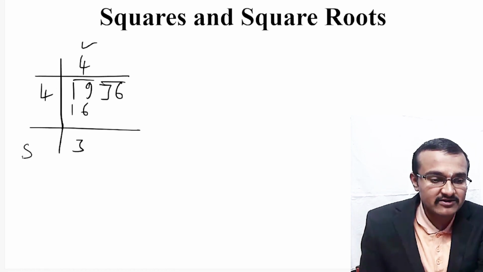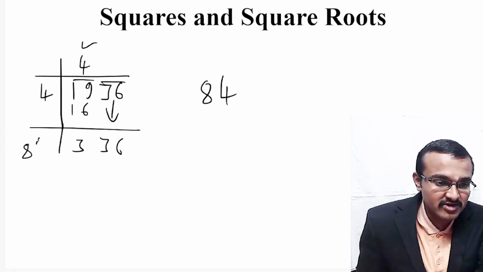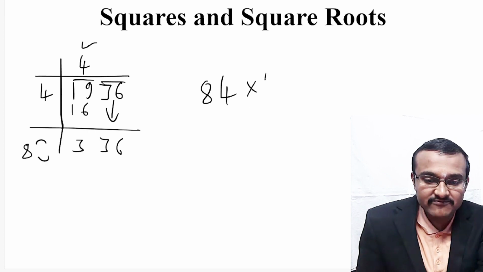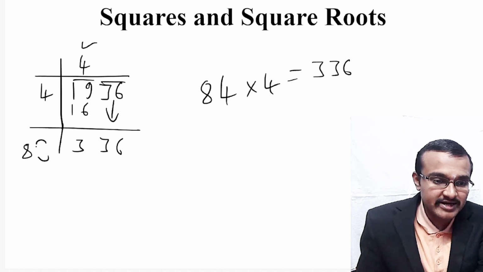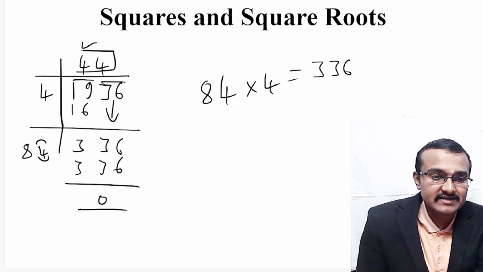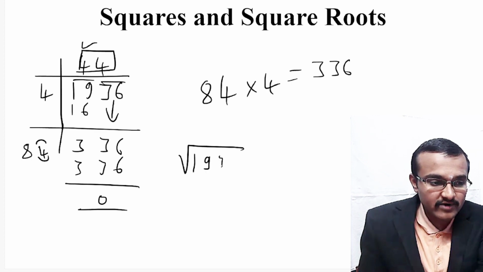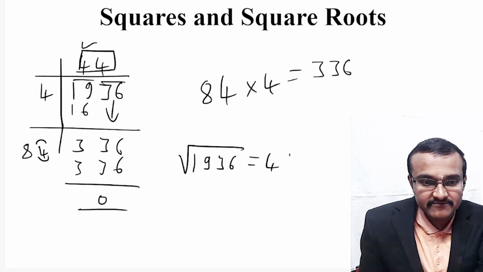So 19 will be one group, 36 will be another group. 4 4s are 16, 3 will be remaining here. Take the twice of 4, that will be 8. So now you can take this 36 down. We already know that when we substitute 4 in this particular position, we will get 84 into 4, that is actually equal to 336. So 84 into 4 will be 336. So it will be 0. So the answer which you are getting is 44. That means square root of 1936 is 44.